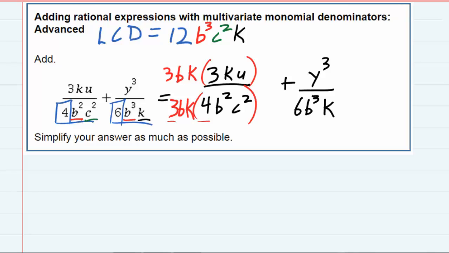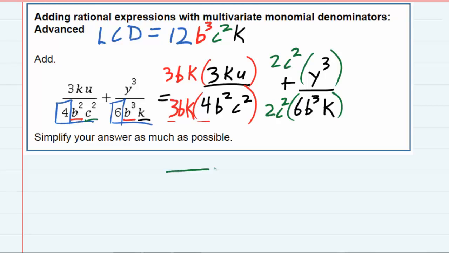And then looking at the second expression, it's got a 6b cubed k. So it's got a 6, but it needs to be a 12 for the LCD. So I'm going to need to multiply by 2. It's already got the b cubed. It's already got the k. So the only thing missing is the c squared. So I need to multiply the top by the 2c squared as well.